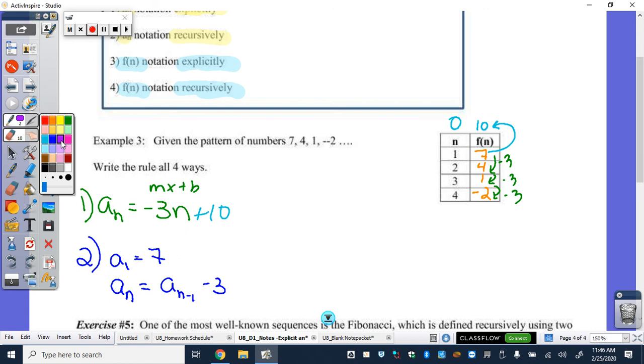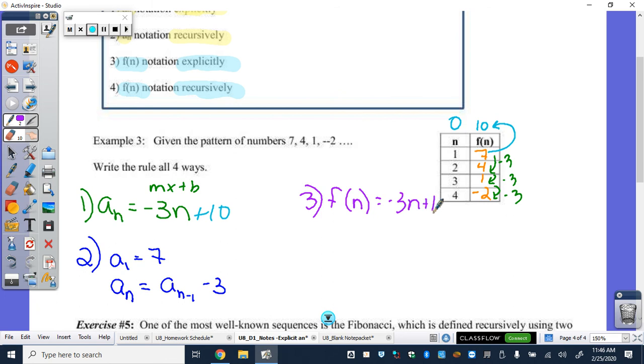Now for the other 2 styles, our function notation explicitly, is it really going to be any different than this explicit? No, the only thing that's going to change is your notation at the beginning. It's still going to be the same explicit definition of -3n plus 10. How about for our recursive? No, again, it's just going to be that notation that changes. So f of 1 is 7. I still have to state what my first term is. F of n is my previous minus 3.